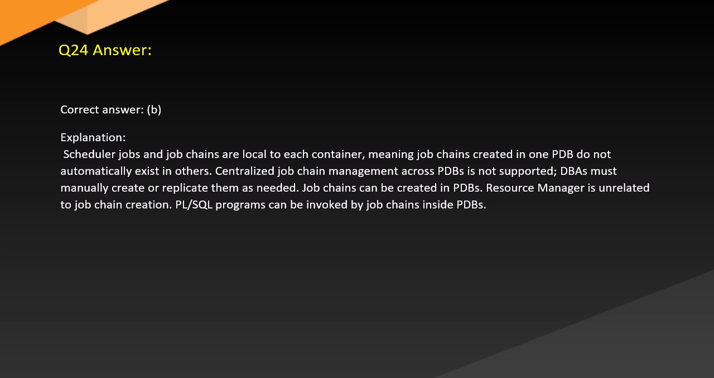Answer. Correct answer, B. Explanation. Scheduler jobs and job chains are local to each container, meaning job chains created in a PDB do not automatically exist in others. Centralized job chain management across PDBs is not supported. Users must manually create or replicate them as needed. Job chains can be created in PDBs. Resource Manager is unrelated to job chain creation. SQL programs can be invoked by job chains in PDBs.